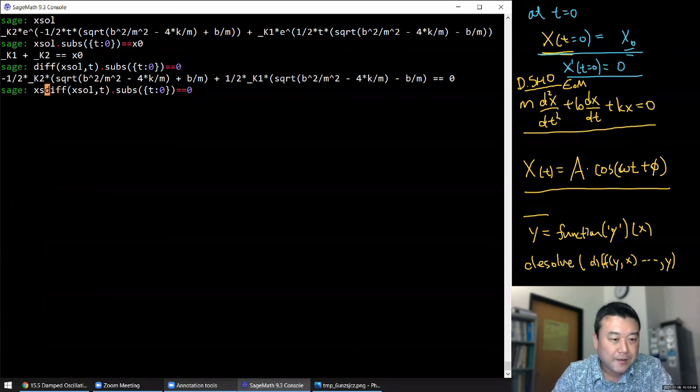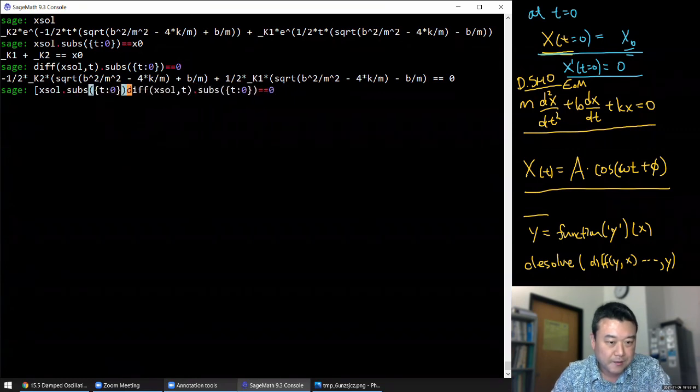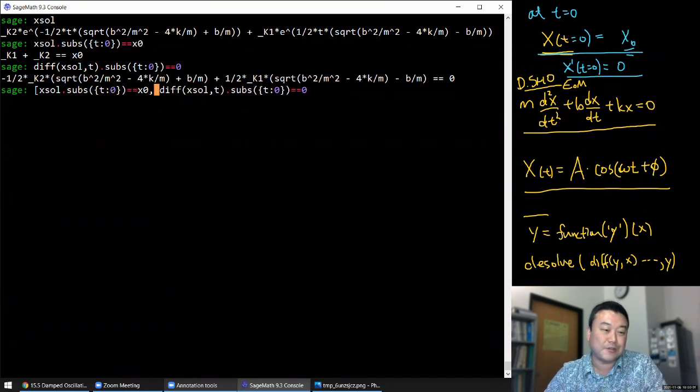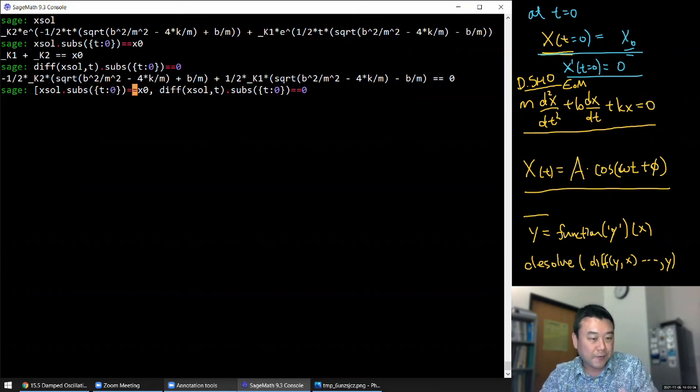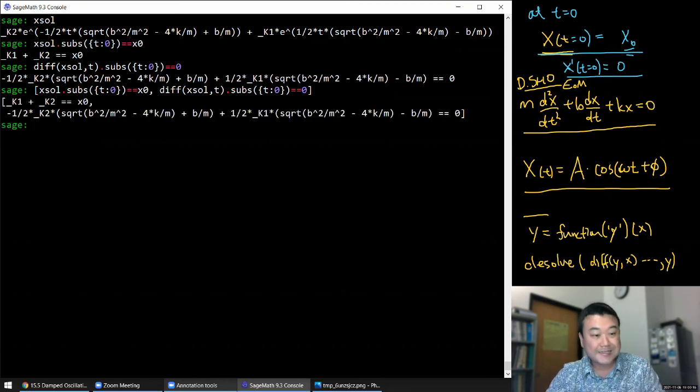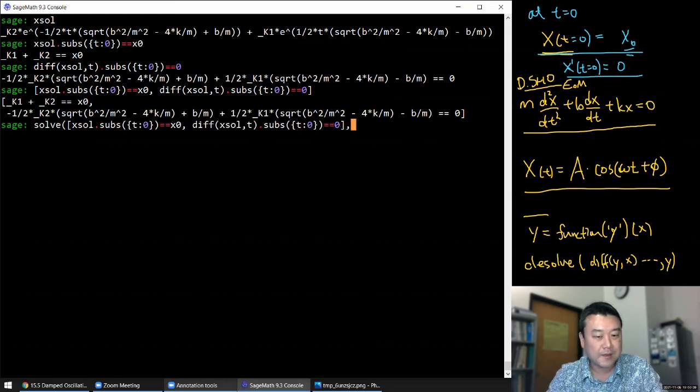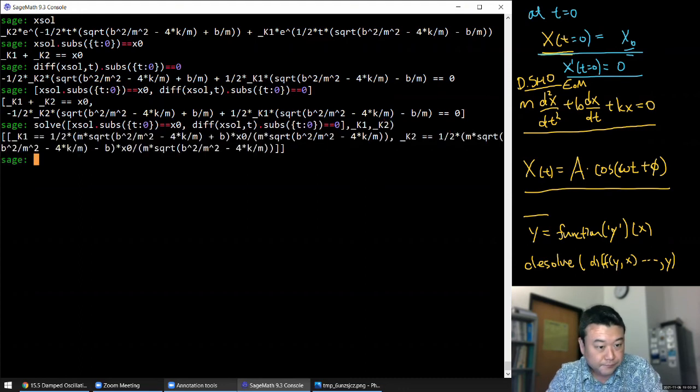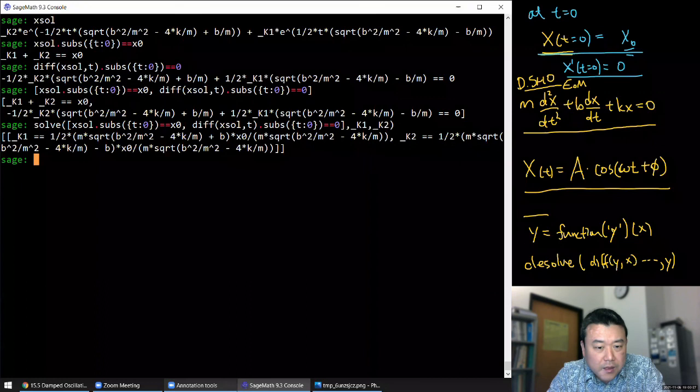So this is the way to do it. I'm building up my system of equations in a programmatic way, and this was really the way I should have done it from the start. This is my first equation that comes from imposing the initial condition. This is my second equation that comes from imposing the initial condition. This is my system of equations. And what I want to do is solve this for me in terms of K1 and K2. So yeah, that's the solution.